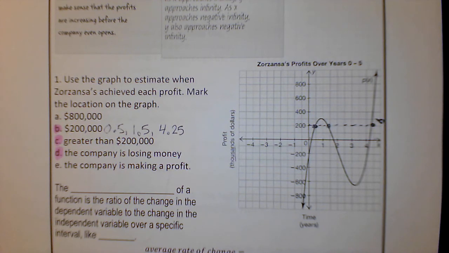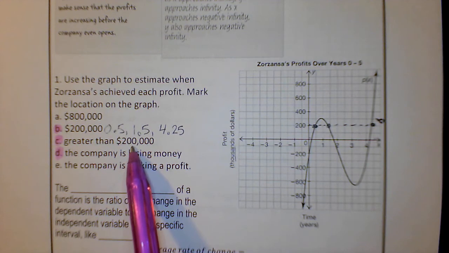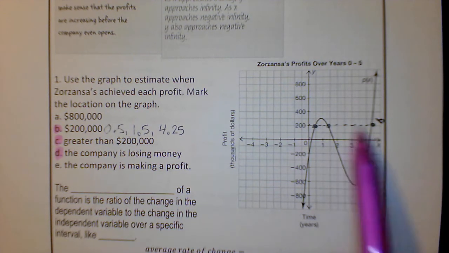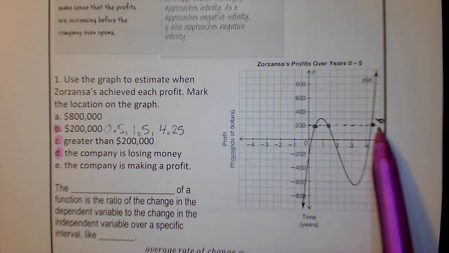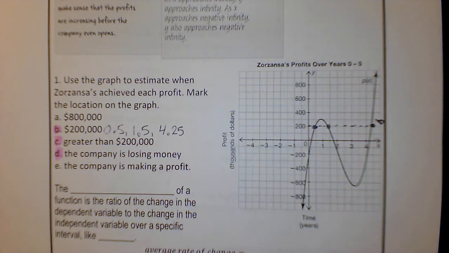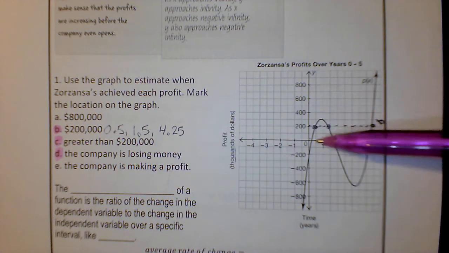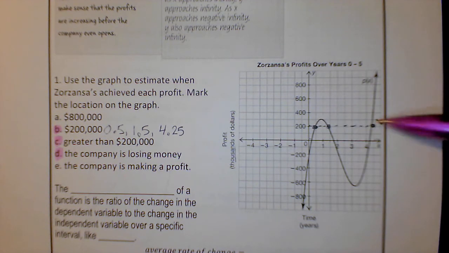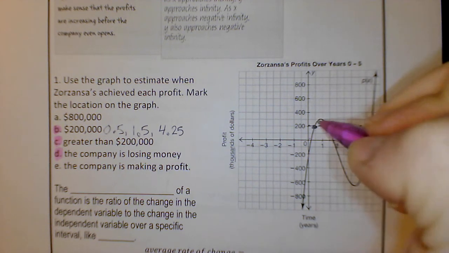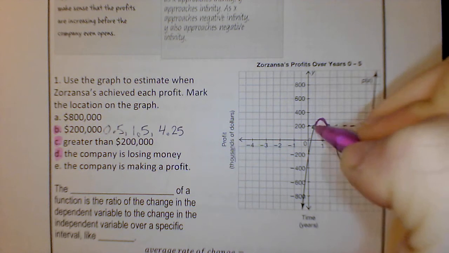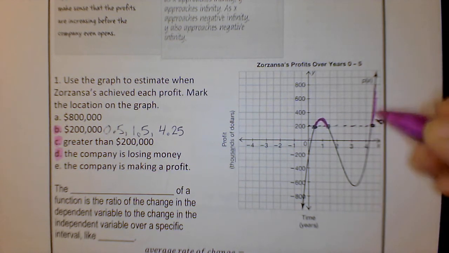All right, part C wants to know when our profit is greater than 200,000, and we already kind of did this work over here. We already marked 200,000 on our graph. So anywhere it's greater is going to be anywhere it's above that dotted line we made. So it's happening here, and it's also happening here.